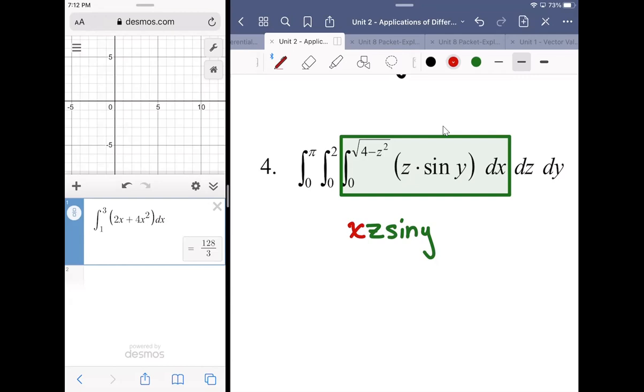All right. So this is over the interval of 0 to 4 minus z squared.